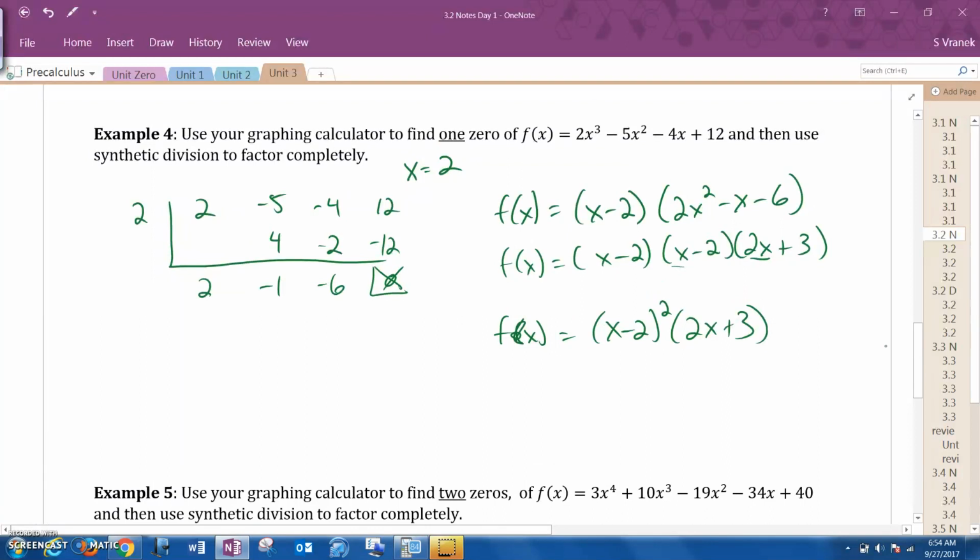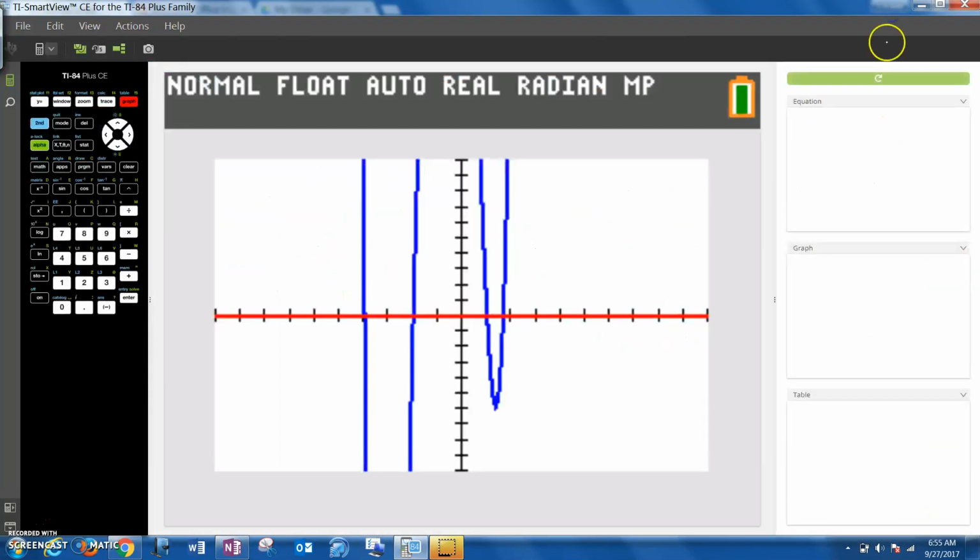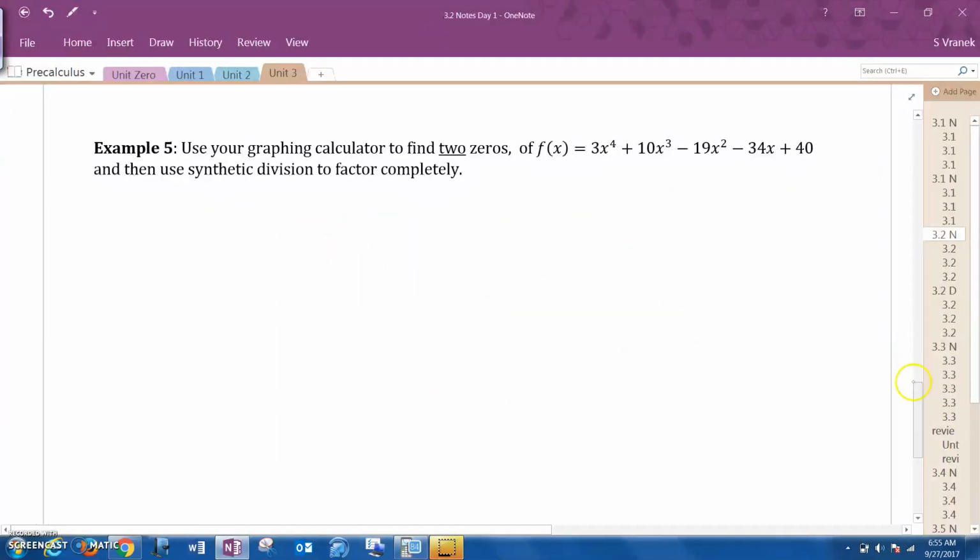Alright, I'm going to pause and get the next one up. Hold on. Okay, so now we're on this next one. Oh, it's not moving for me. Hold on. There we go.